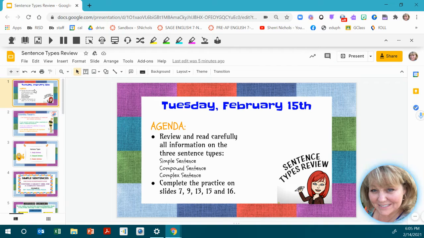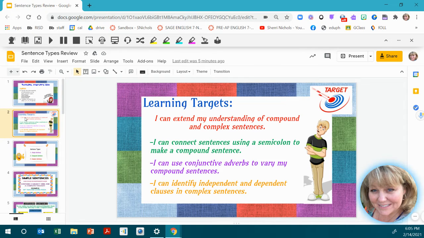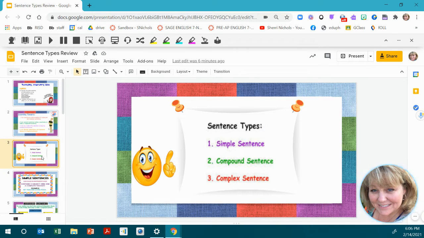We've done some of this practice, but this is a review for our coming up Unit 4 Revise and Edit test. So it goes through the learning targets. I can extend my understanding of compound and complex sentences. I can connect sentences using a semicolon to make a compound sentence. I can use conjunctive adverbs to vary my compound sentences. I can identify independent and dependent clauses in complex sentences. Those are our target goals.